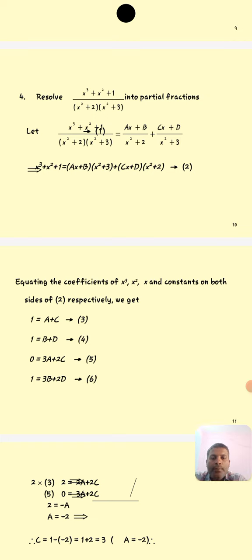Now comparing the coefficient of x term, on the left side it is not available, so we take 0. On the right side it is 3a plus 2c. So 3a plus 2c is equal to 0. We choose this as equation number 5. Now comparing the constant terms, on the left side the constant term is 1, the right side is 3b plus 2d. Now we choose this as equation number 6.